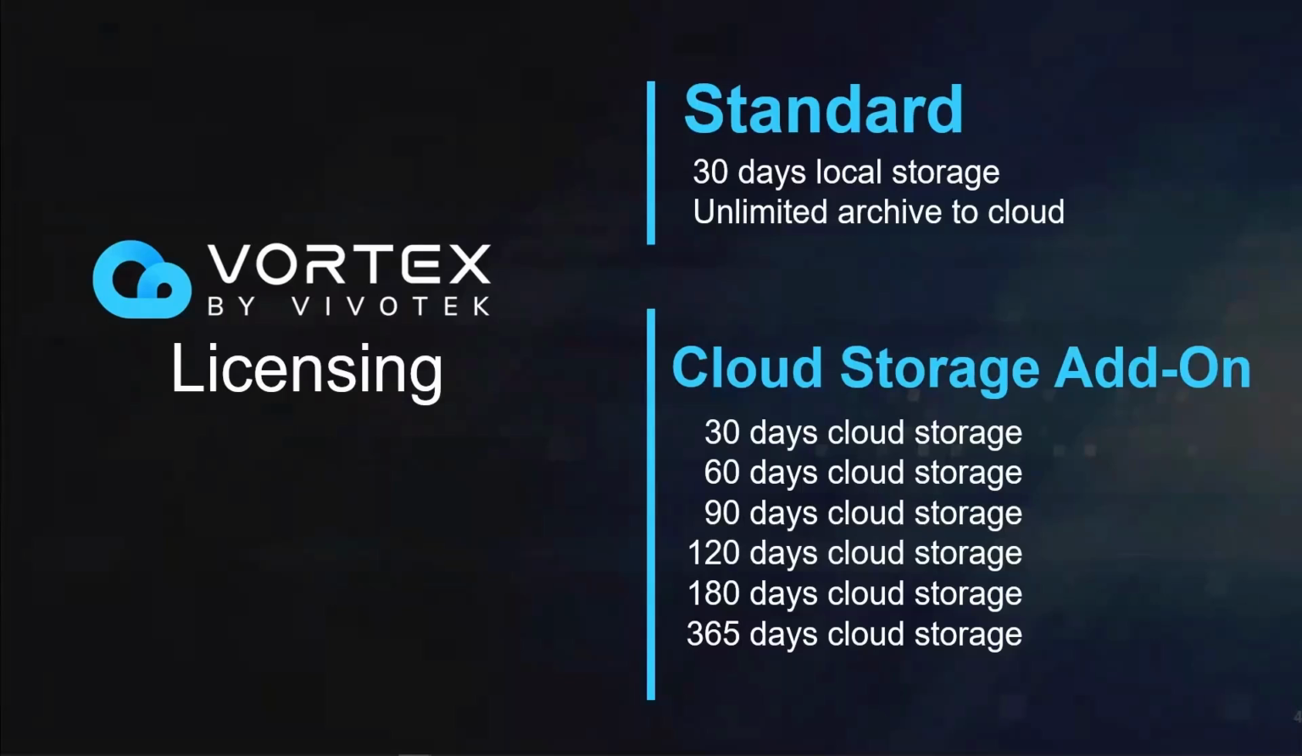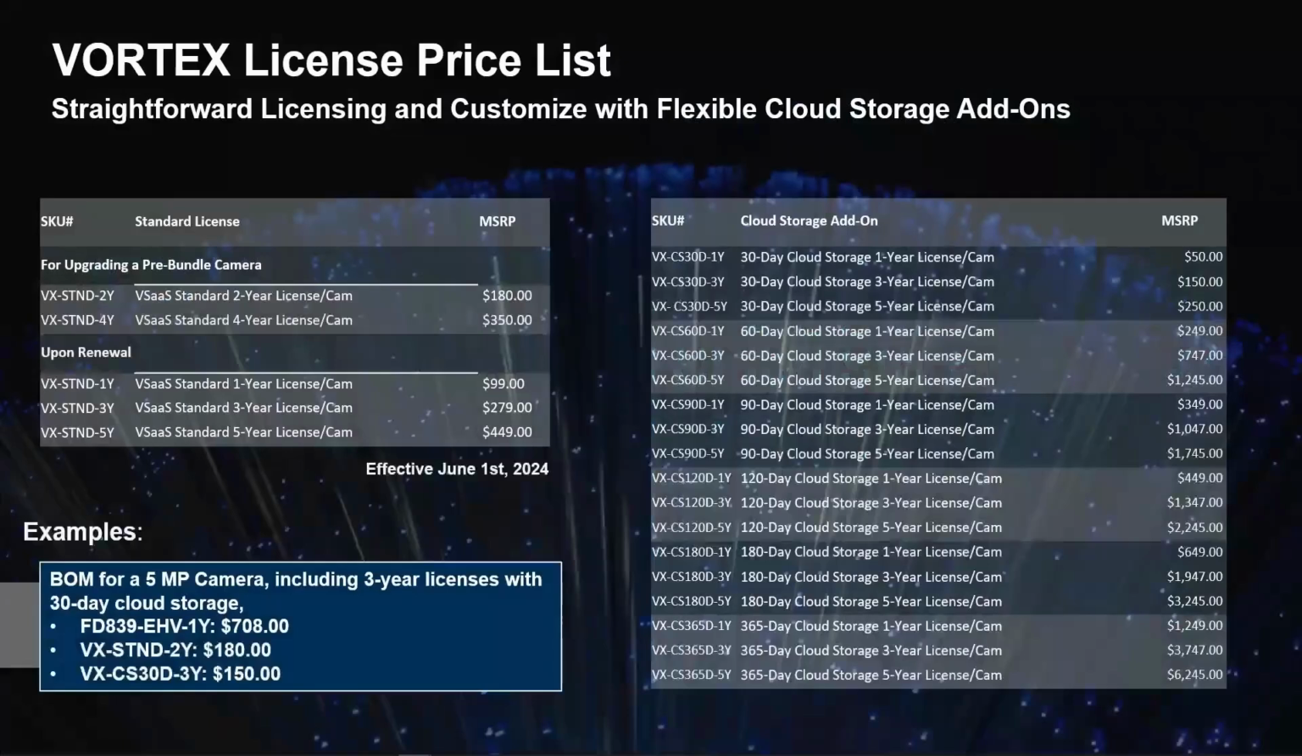If you're needing cloud backup for redundant or longer term backup, then the cloud storage add-on licensing is available, and that add-on license provides 30 days, 60, 90, all the way up to 365 days of cloud backup of your recorded video. Now, if you recall, the cameras come bundled from the start with 1 year standard licensing, but you do have an option to extend those years that the cameras are licensed for. So whenever you're purchasing a bundled camera, you can extend those years up to 3 years or 5 years. And then we also have our cloud storage add-on licenses that are available in 1, 3, and 5 year options as well.